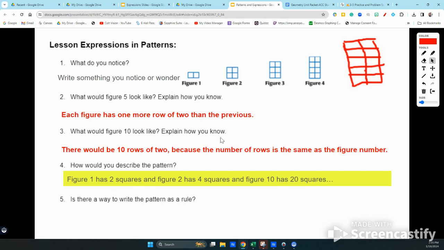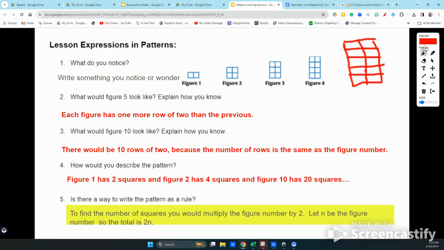So if I let the thing I don't know, what keeps changing? The figure number keeps changing, and that's causing the number of squares to change. So I'm going to use the letter N for figure number. I'm saying, to find the total number of squares, no matter how many I have, I would just multiply the figure by 2. So if I use the letter N to represent the figure number, then I would write 2N as the rule. So 2 times the figure number.